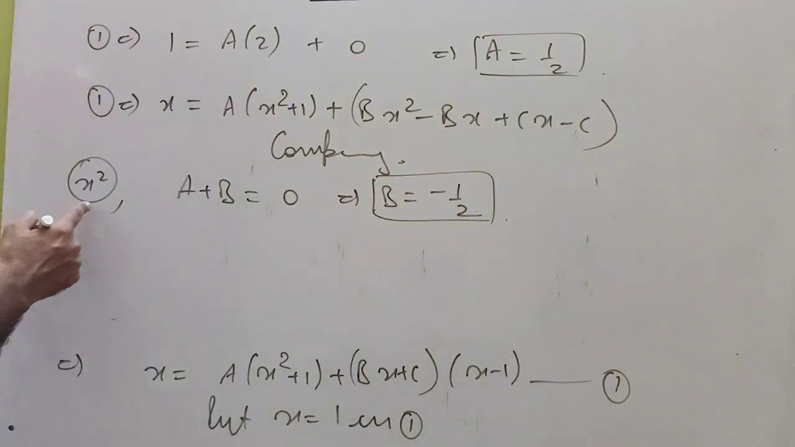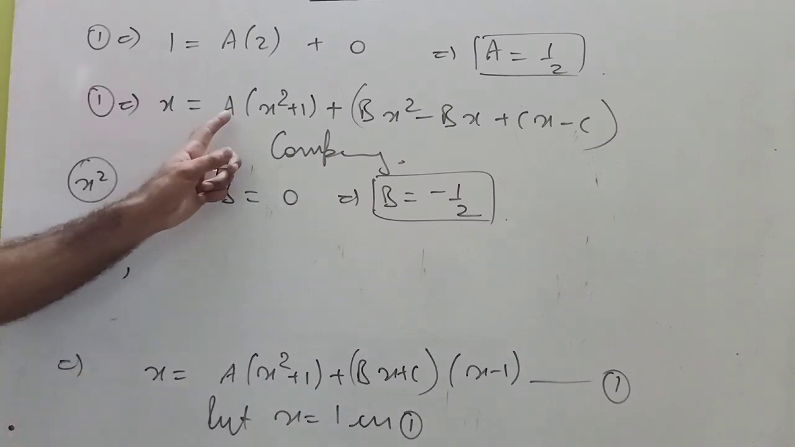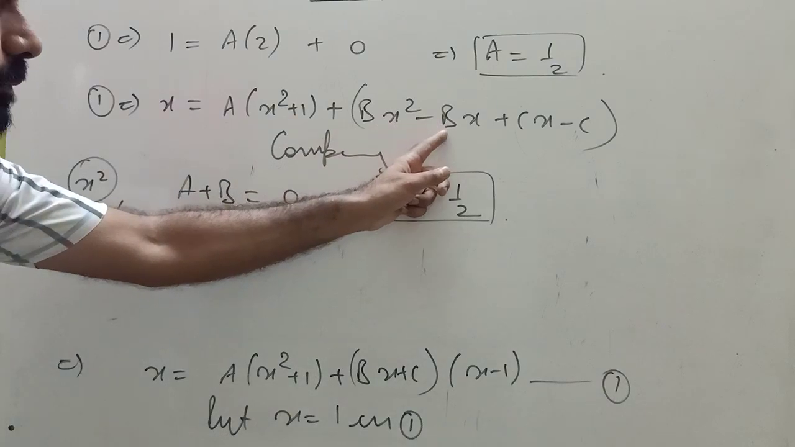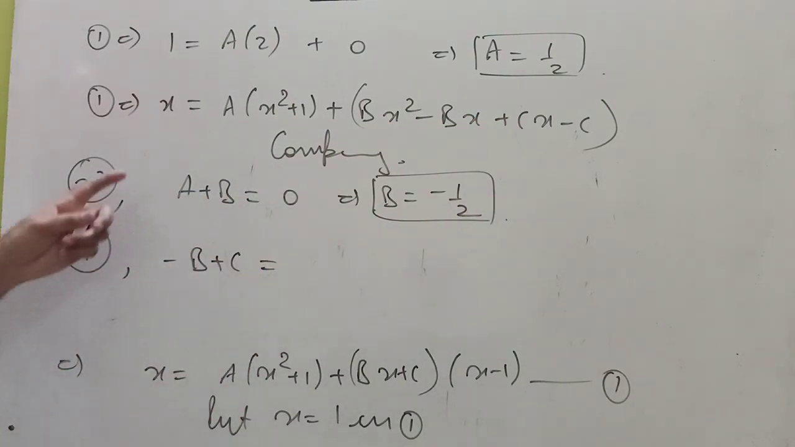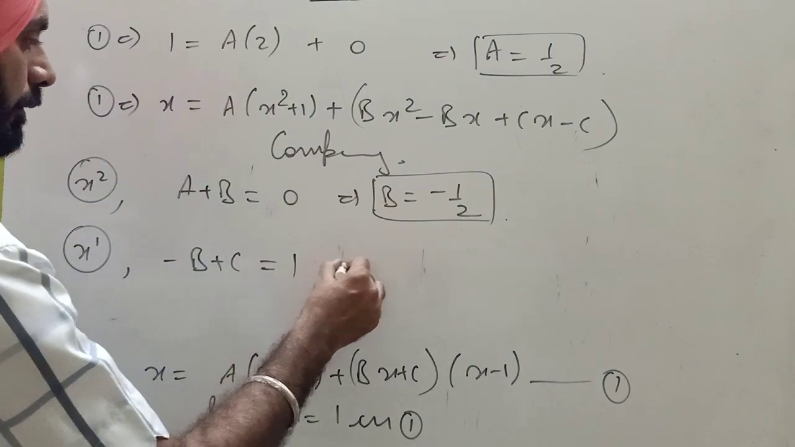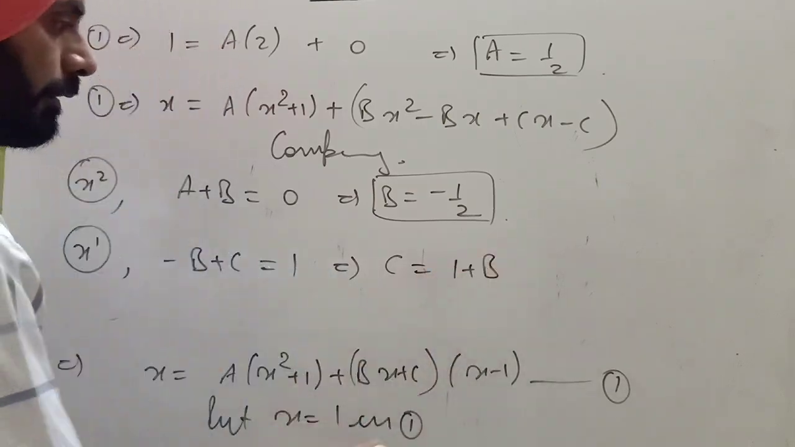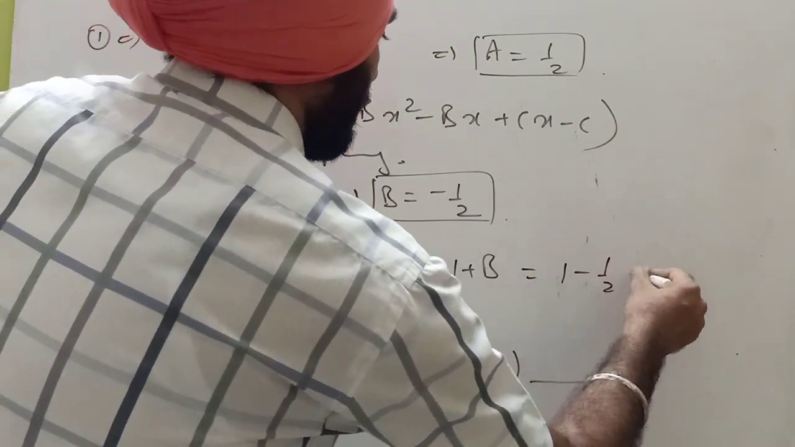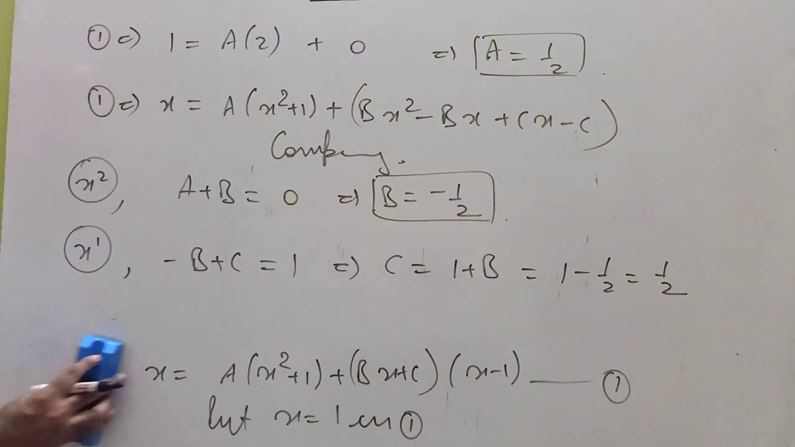Now the third value, the next power is x raised to 1. Clear? For the x to the power 1 term, we have minus b plus c. And on the left hand side there is one term having x raised to 1 and the coefficient is 1. So the value of c is 1 plus b. And 1 plus b means 1 minus 1 by 2, that is 1 by 2. So c is again 1 by 2, just like a.